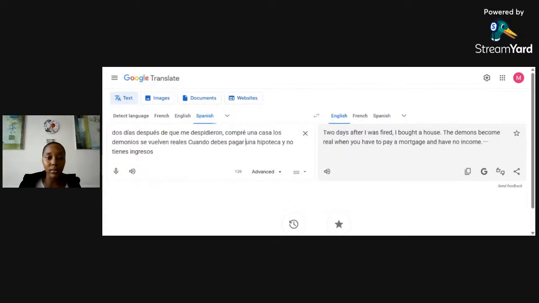Okay, so now you see: two days after I was fired, or after they fired me, I bought a house and the demons become real when you have to pay, and this is a new word to me, hipoteca, mortgage, and you don't have income. See how Google Translate kind of simplifies things in a way? All right, next sentence.